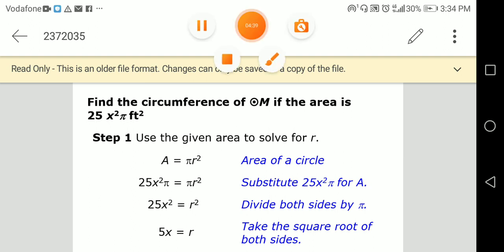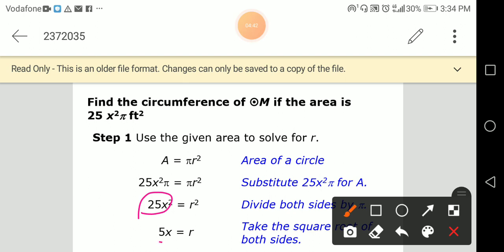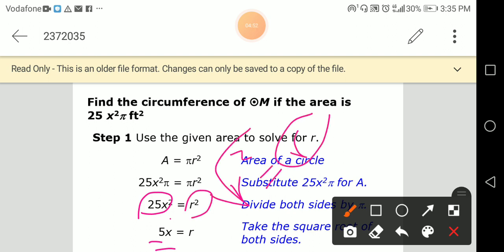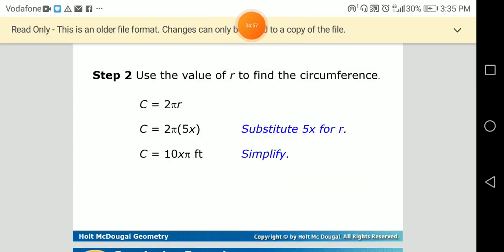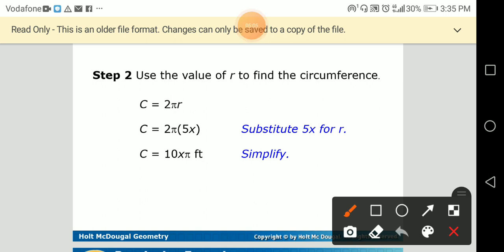So square root, yeah, here 25 under the square root gives you 5. x power 2 under the square root gives me just x, and r power 2 square root here gives you r. So r equals 5x. We have here step 2, use the value of r to find the circumference. So the circumference, as you know, is 2 pi r. So instead we substitute 5x for r. 5x, that I just got from the calculation. So you've got here 2 pi multiplied by 5x.